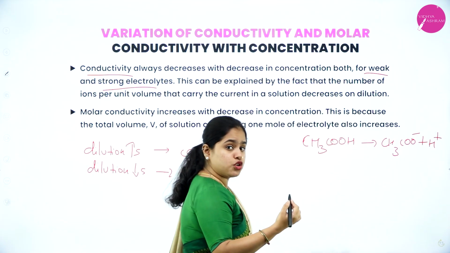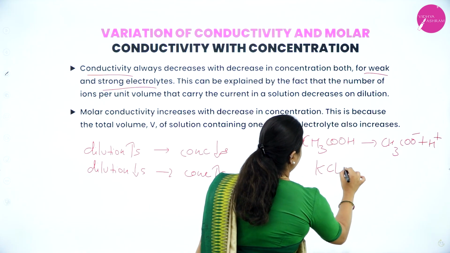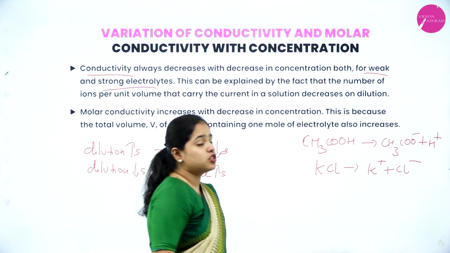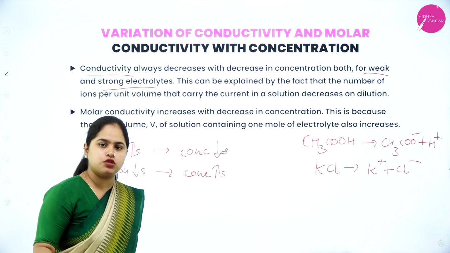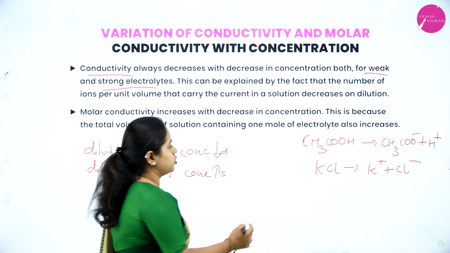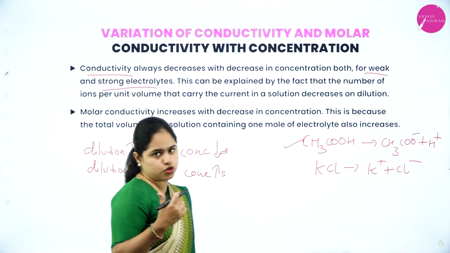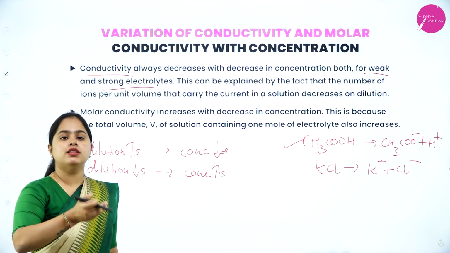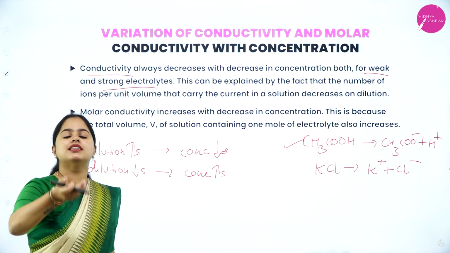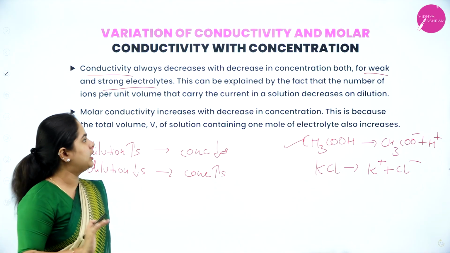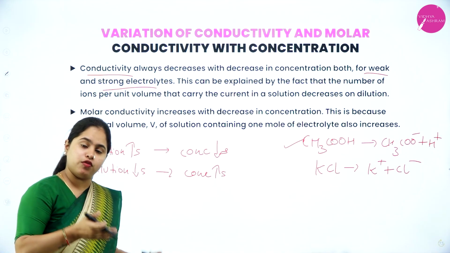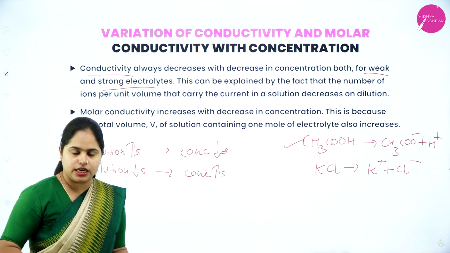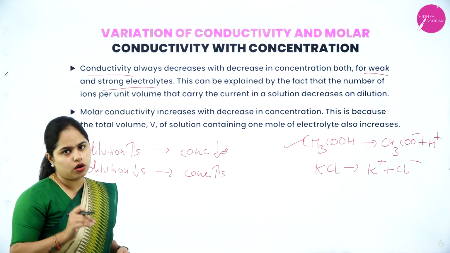An example for strong electrolyte is KCl. What happens? It dissociates into K plus and Cl minus. So strong electrolytes completely dissociate into their ions and weak electrolytes do not completely dissociate into their ions. So when the concentration is decreased, the conductivity also decreases, whether it is a weak or strong electrolyte. In both cases, when concentration decreases, conductivity also decreases.